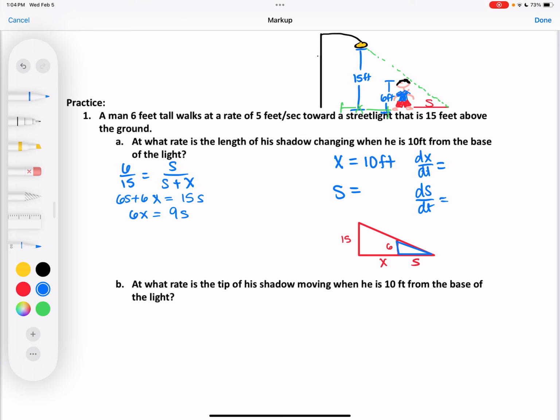I guess I could have also filled in, I know that he's walking at a rate of 5 feet per second toward the street light. Now, obviously, I'm making a little bit of an assumption here based on the direction, but it's walking toward the left. So that means that it's going to be negative 5 feet per second.